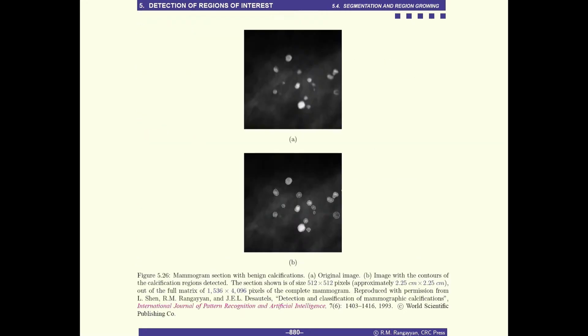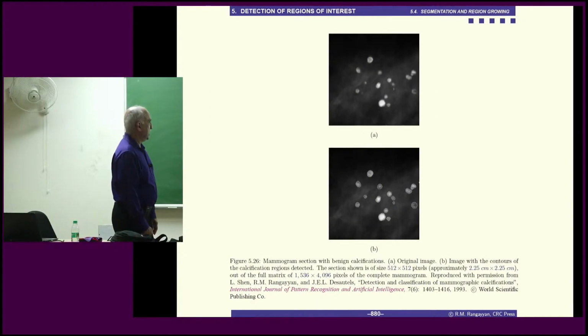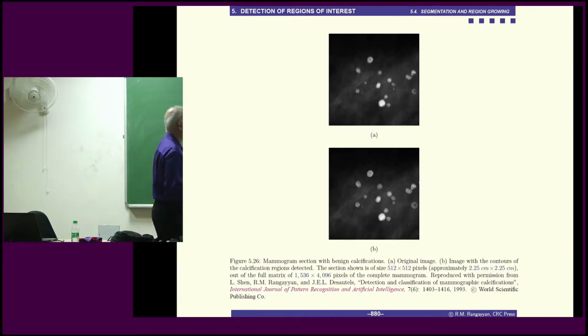So here are some benign calcifications. This is just a small portion, 512 by 512 pixels, 2.25 centimeters, out of a full mammogram, that is, 20 by 25 centimeters, 200 by 250 millimeters. So it's a small fraction of that. The full image was 1536 times 4096 pixels.